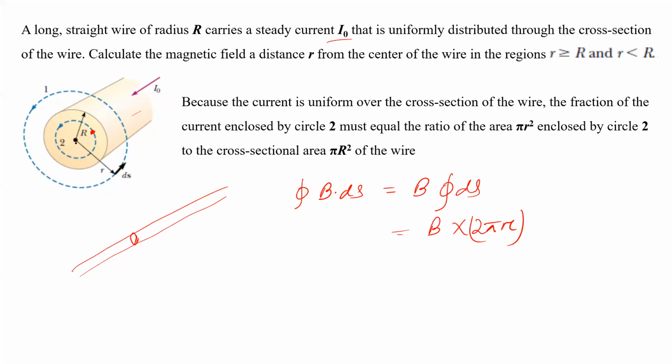Let us consider the distance from the center of this cross section as r, so we write B into 2 pi r. Okay, so the value of B for this straight current carrying conductor is mu 0 I0 divided by 2 pi r.